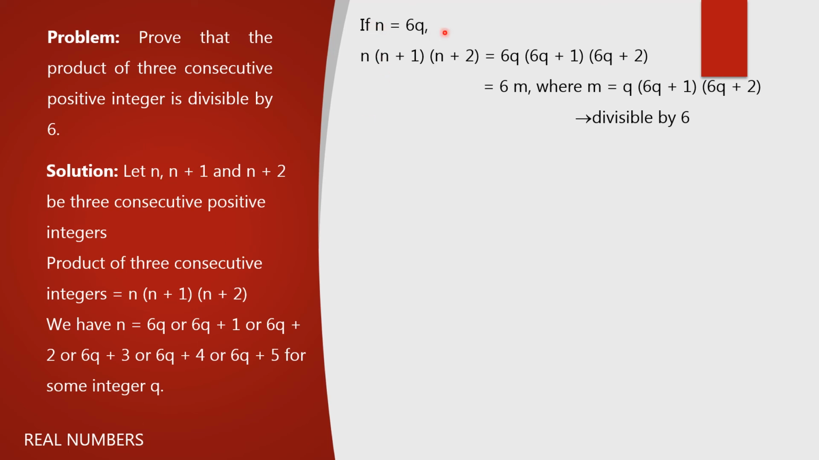Now n is equal to 6q. The case 1 is n is equal to 6q, means the product n into n plus 1 and n plus 2 becomes 6q into 6q plus 1 into 6q plus 2. Now this one I can write 6m, the remaining portion as m, where m is equal to q into 6q plus 1 into 6q plus 2. It's very clear, divisible by 6. 6m means divisible by 6, remainder is 0 only.